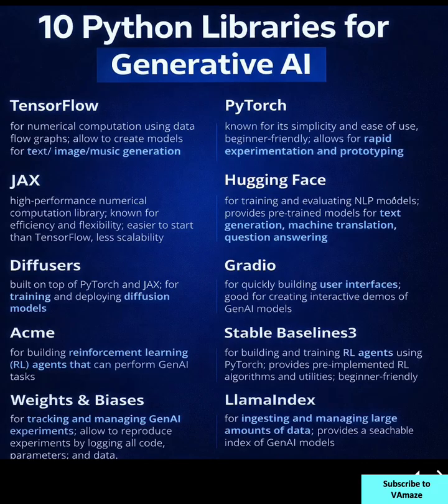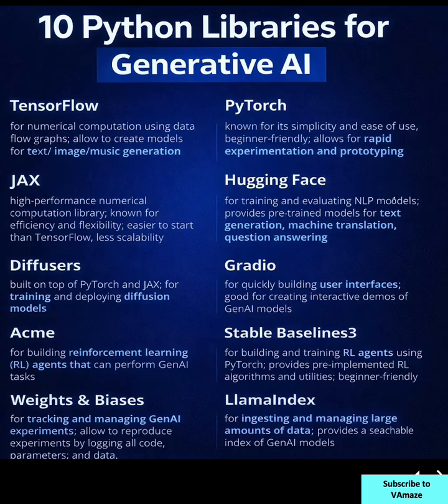Stable Baselines 3 is the beginner-friendly reinforcement learning companion to Acme. Built on PyTorch, it provides pre-implemented RL algorithms and utilities so you can train agents without starting from scratch. If you're new to RL for GenAI, Stable Baselines 3 is your on-ramp.